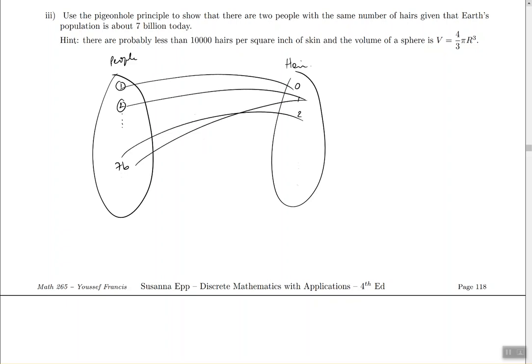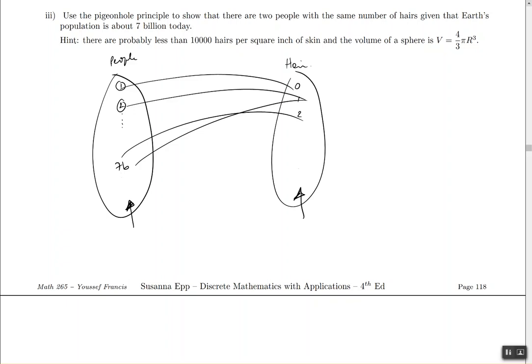Now it's kind of silly, but that's the way we're going to be proving it. We're going to show that the function cannot be one-to-one. In other terms, we're going to show that this first set has a way bigger number of people than there are possible numbers of hairs. And so some people will have to share the same number of hairs, meaning some people will have the same amount of hairs on their body.